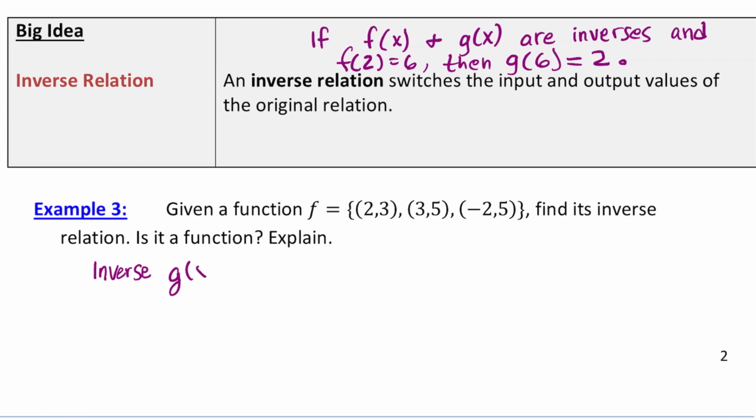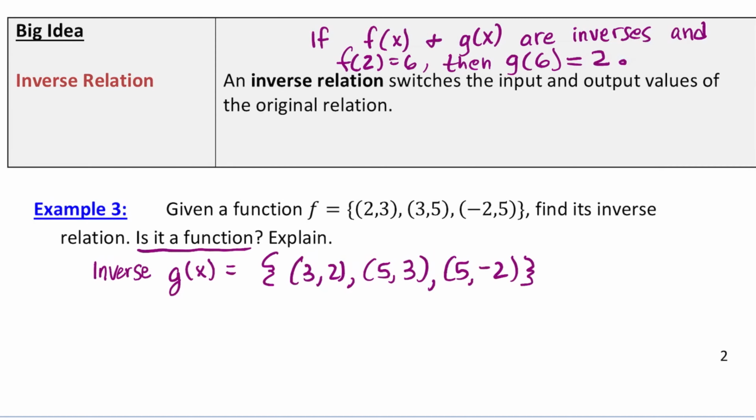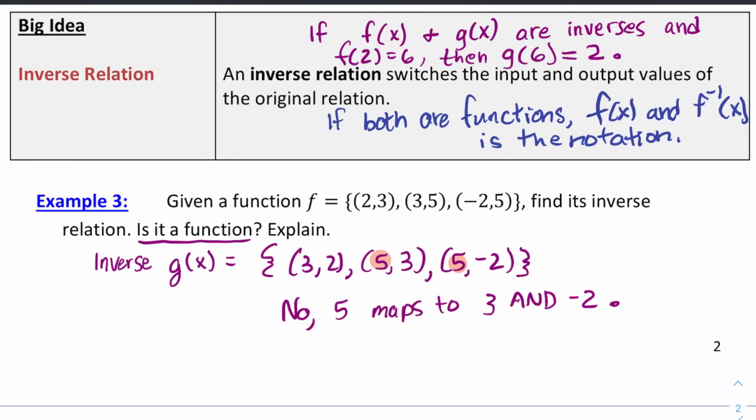So if I have a function f with this set of coordinates down here, the inverse of that, g of x, would just have all those xy pairs swapped. So instead of 2 mapping to 3, like in my original f, 3 maps back to 2. Now my original f of x was a function, no input mapped to 2 outputs, but if you look at g of x, now 5's mapping to 3 and to negative 2, which means the inverse is not actually a function. So they're both relations, f's a function, g is not.